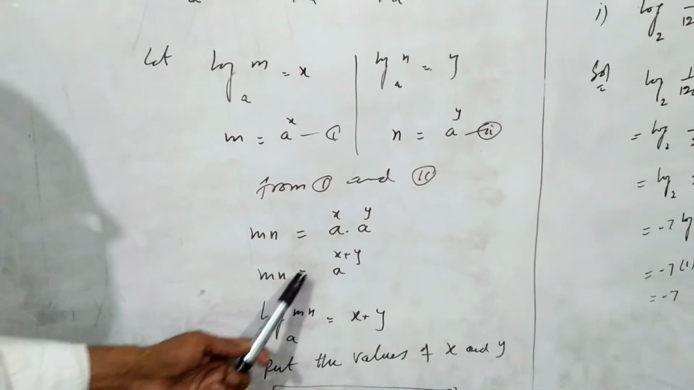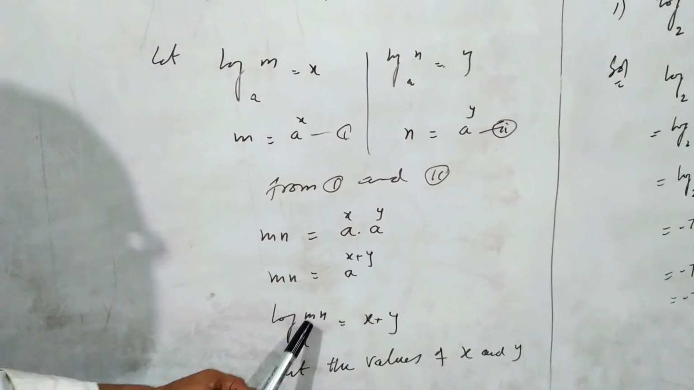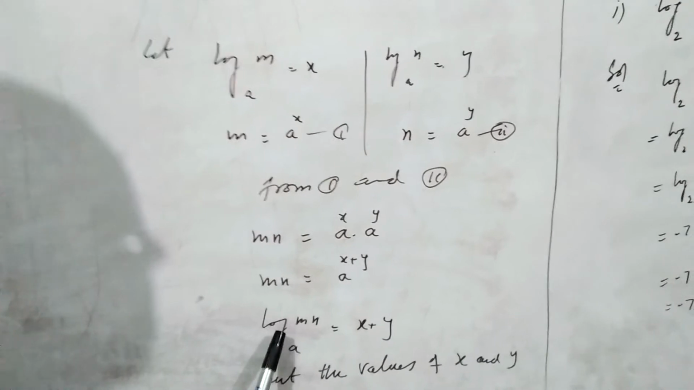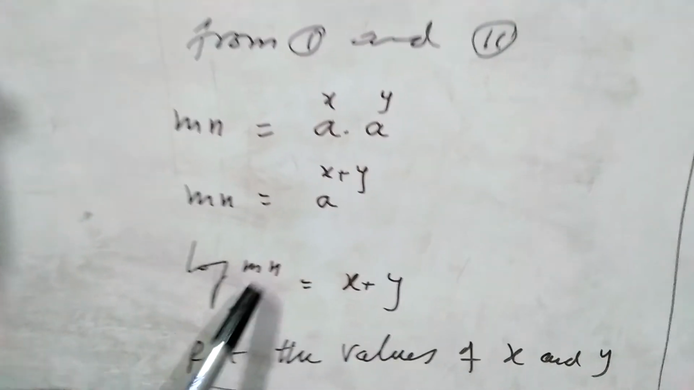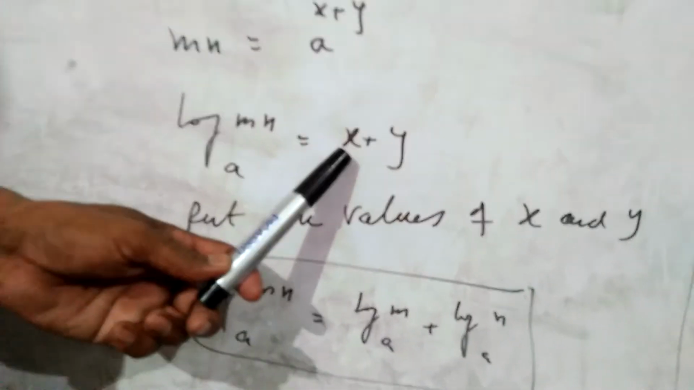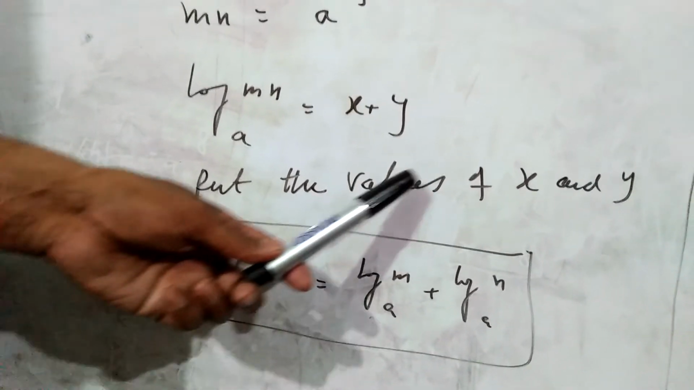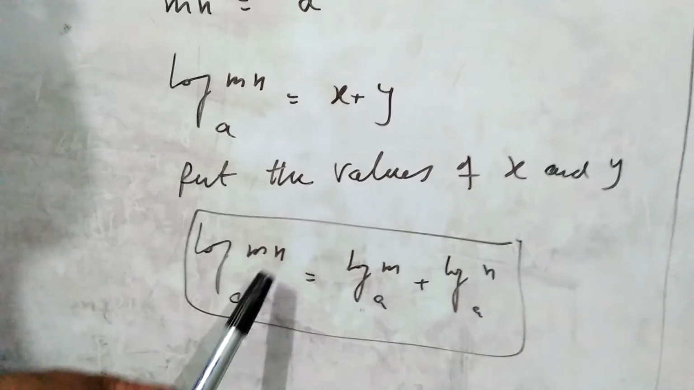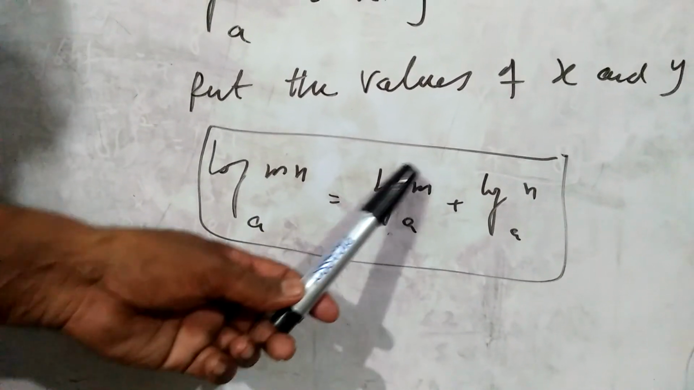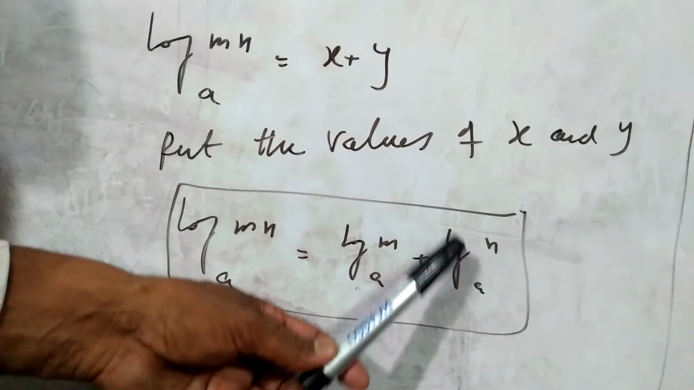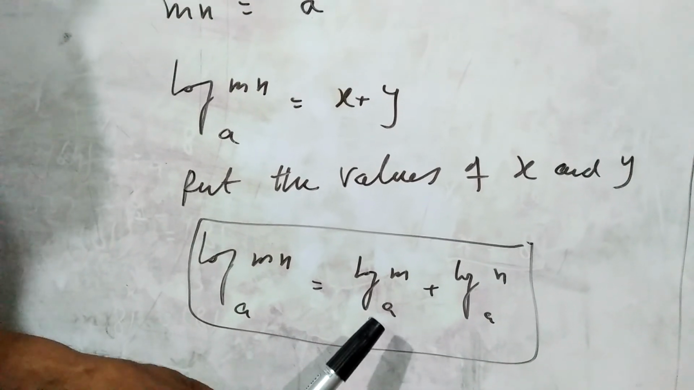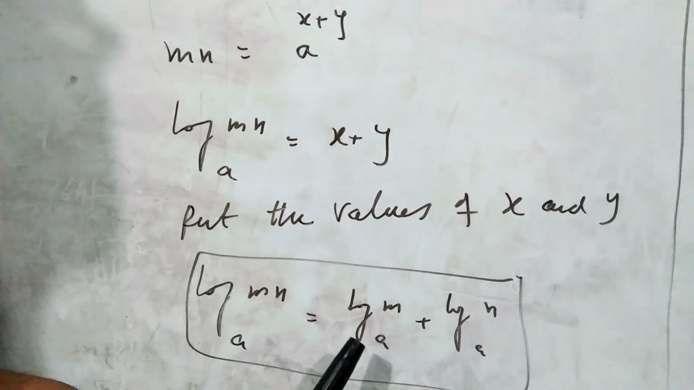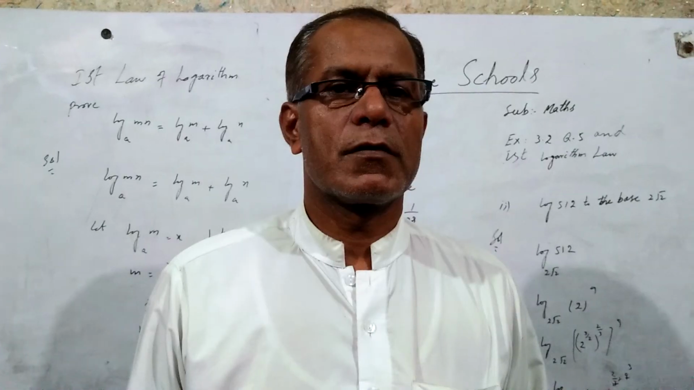We can write it in logarithmic form. So we get log of mn to the base a is equal to x plus y. By putting the values of x and y, we finally prove that log mn base a is equal to log m base a plus log n base a. This is the first law of logarithm.